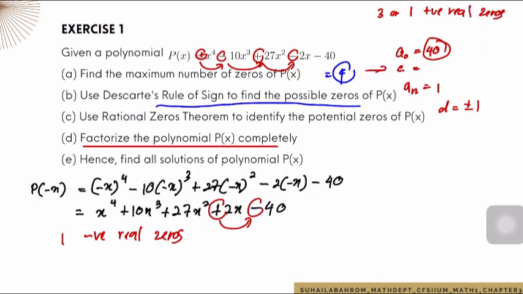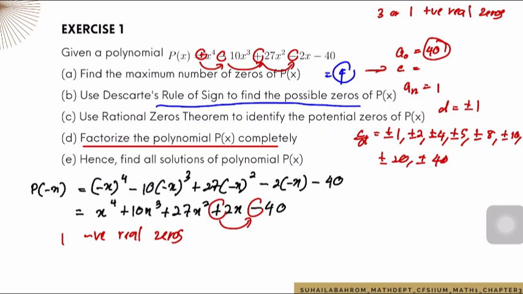zeros theorem. For example, from the rational zeros theorem, among the zeros, the values of c over d are plus minus 1, plus minus 2, plus minus 4, plus minus 5, plus minus 8, plus minus 10, and then plus minus 20, and plus minus 40. So these are all the possible rational zeros of this polynomial function by using the rational zeros theorem. And the zeros of the polynomial function, if they are real zeros, come from all these numbers.